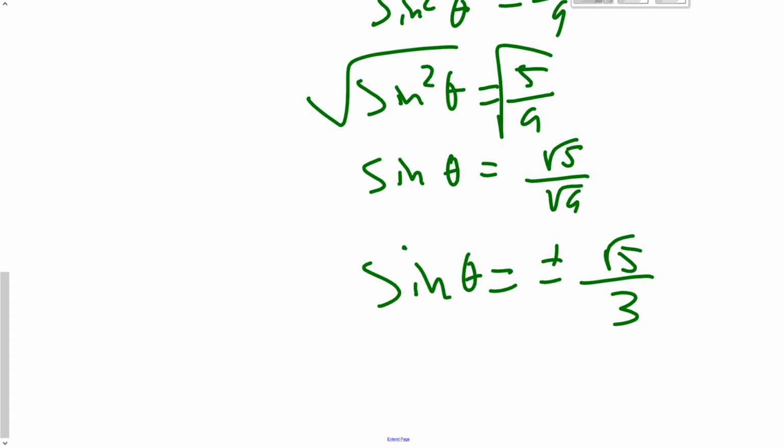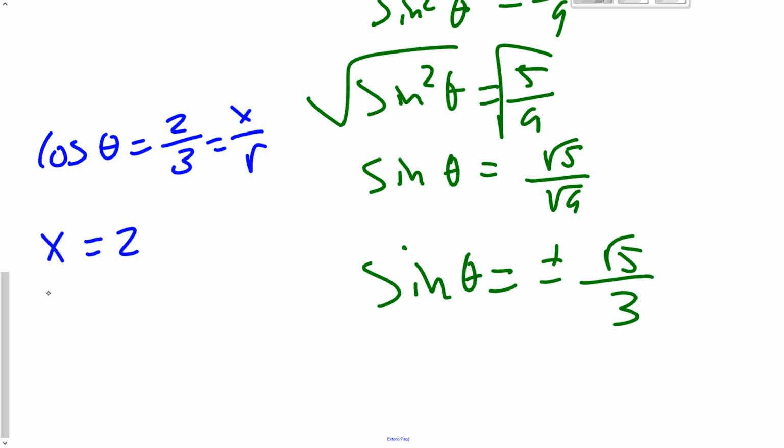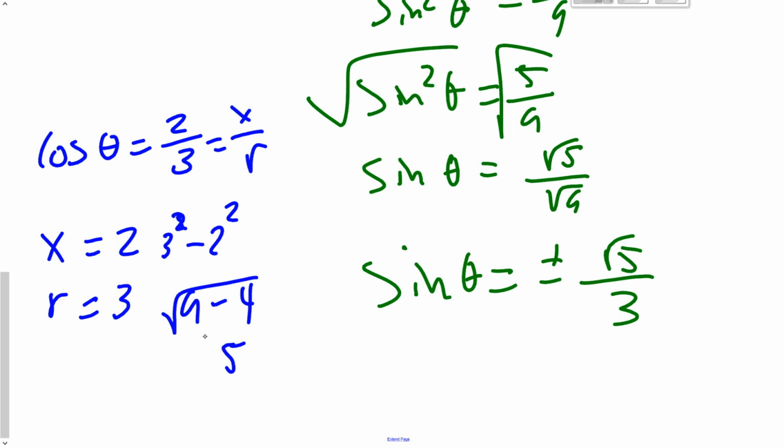The other way to do this: cosine of theta equals 2/3. Well, cosine is equal to x over r, so you can let your x equal 2 and your r equal 3, and then you can solve for your y by using the Pythagorean theorem. You would subtract 3 squared minus 2 squared, so 9 minus 4, which is 5, and then square root that. See how we get square root of 5 for our y. But we don't know if y is a plus or minus, so we need to have that plus and minus out front.